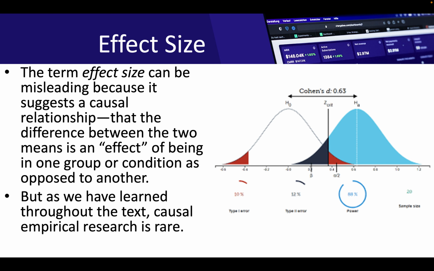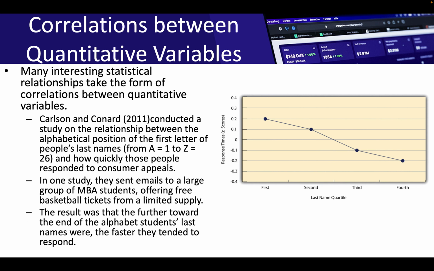The term effect size can be misleading because it suggests a causal relationship, that the difference between the two means is an effect of being in one group or condition as opposed to another. But as we have learned throughout the text, causal empirical research is rare. Many interesting statistical relationships take the form of correlations between quantitative variables.